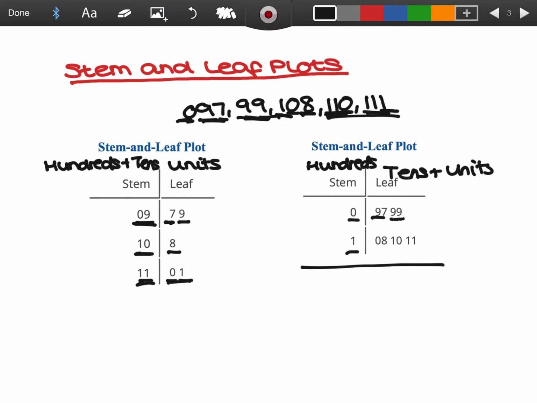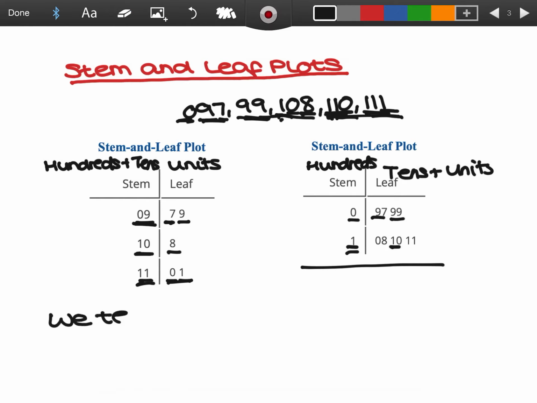And then for the next few numbers, they had a stem of 1 because they have 100. And then the leaves would be the tens and the units. So we would have 0, 8, 1, 0, 1, 1. So again, you can just read these data points off. So I would have like 110. It's just a way of organizing our data more systematically.